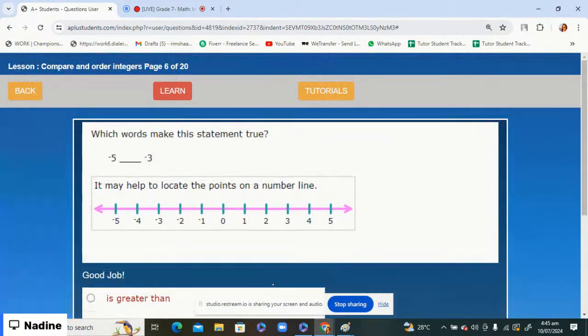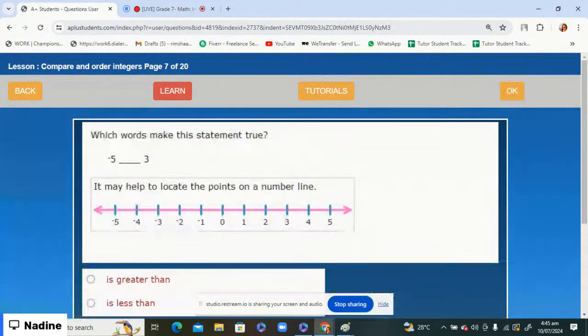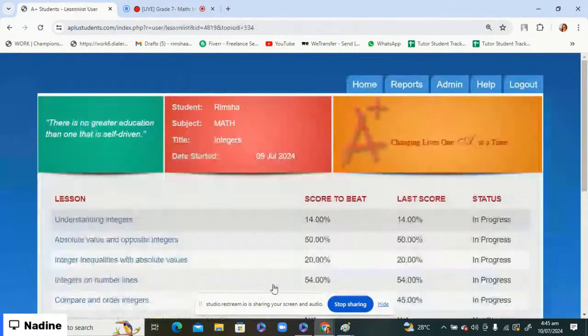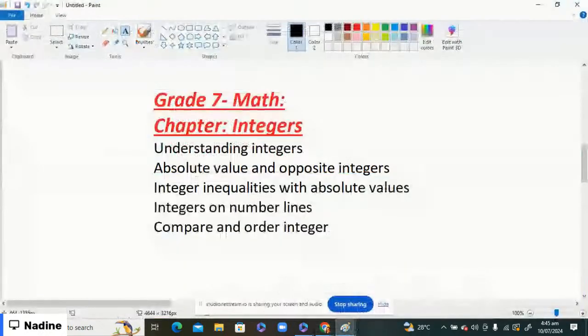Okay, I hope you guys understand this lesson as well. In the next session, you can practice all these questions. Today we discussed grade 7 maths. The chapter name is integers, and here is the list of the chapters.